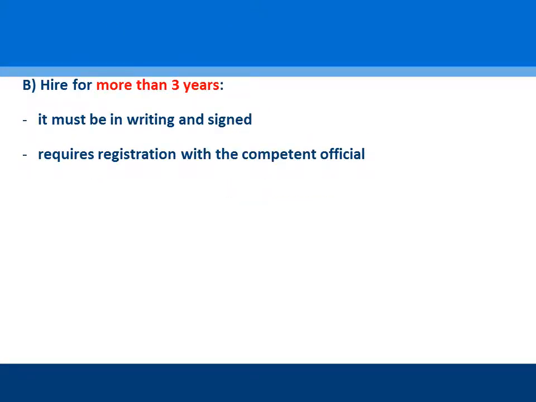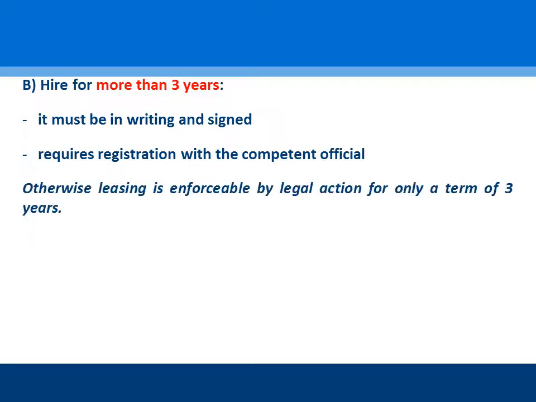Rules are different if the contract is made for more than 3 years. If it is made for more than 3 years, it must be made in writing, signed, and registered with the land office. Otherwise, the contract is enforceable only for a period of 3 years.